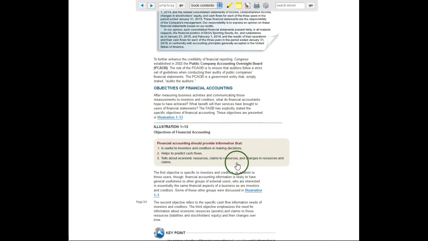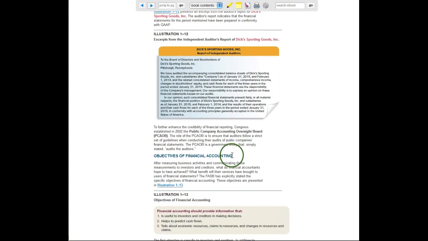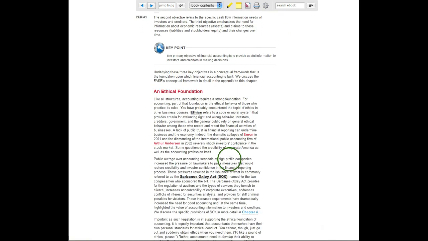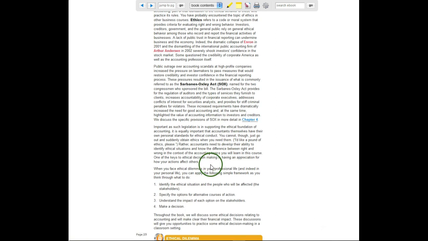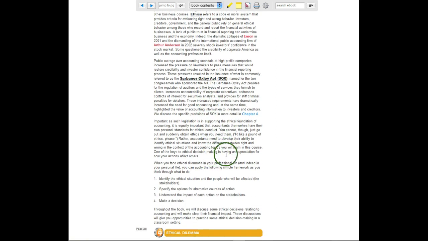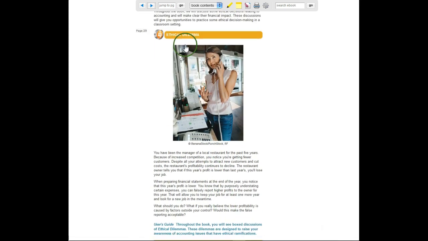Scroll down a little bit more. They have examples here: Dick's Sporting Goods and so forth. Read this. Ethical situations in accounting. Sometimes people don't record items the way they should, and companies get in trouble. And it can get so bad as to stockholders losing a lot of money if the numbers are not presented correctly. The Sarbanes-Oxley Act, called SOX, was passed in law by Congress to oversee the accounting profession. That was done in the early 2000s. And let's see what's in the next section.